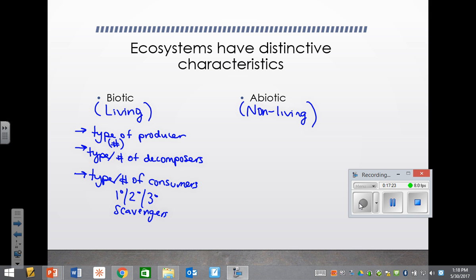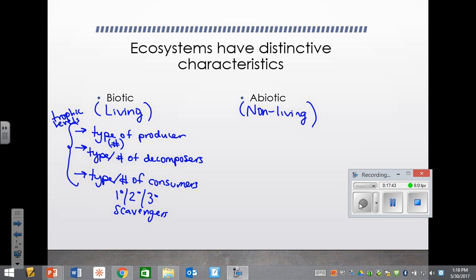Essentially, I mentioned each of the three basic trophic levels. So when we talk about the biotic characteristics of an ecosystem, we mean at each trophic level, how many organisms are there and of what type?